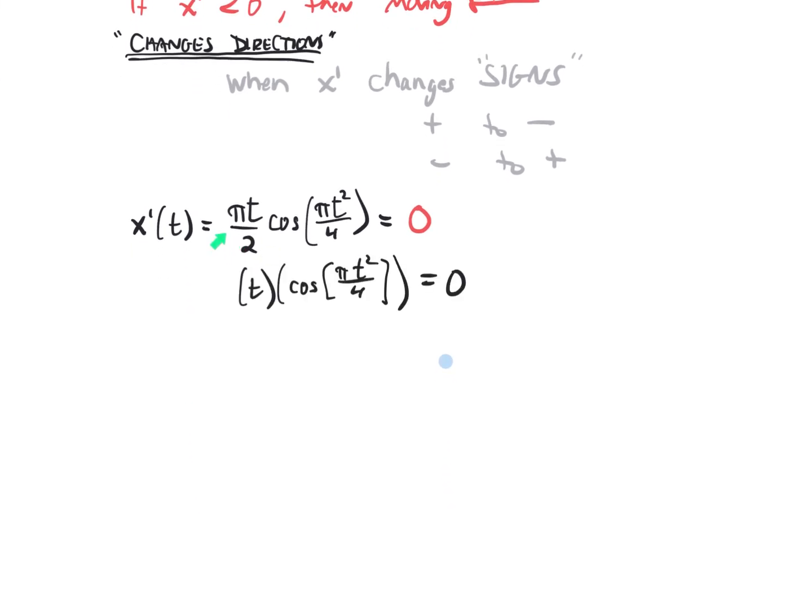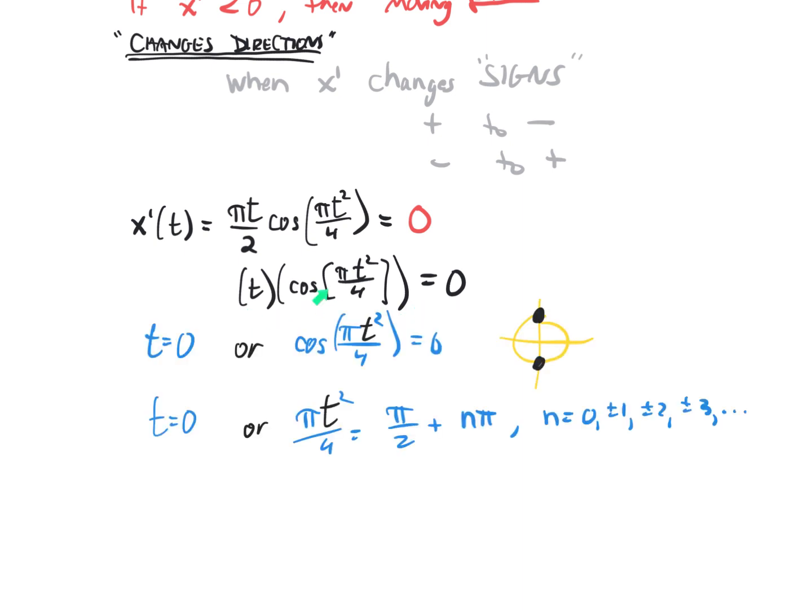Alright, we'll multiply both sides by 2 over pi to get rid of that constant. We're left here with either t is equal to 0 or this cosine is equal to 0. The cosine ratio is 0 when the angle measure is pi over 2 plus or minus pi once or twice or 3 times. So pi over 2 plus or minus n pi, where n is any integer.